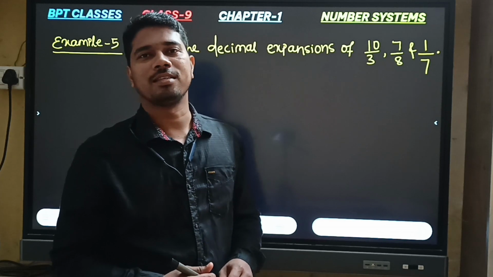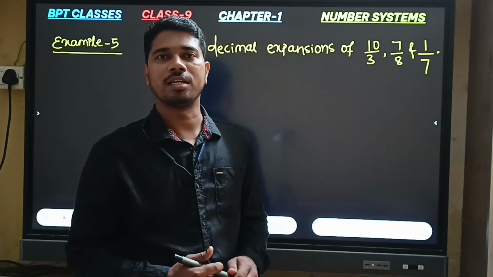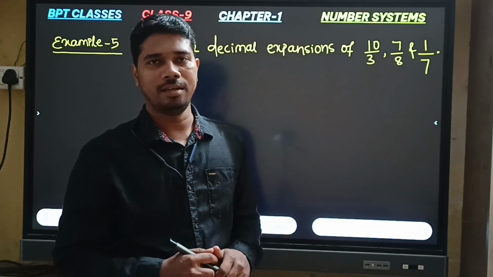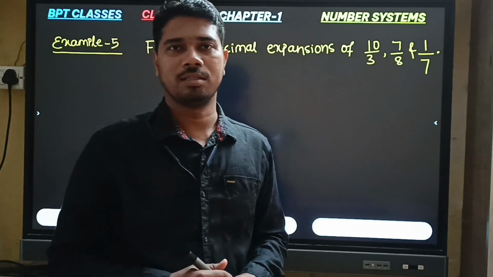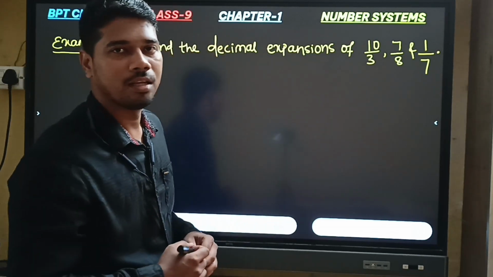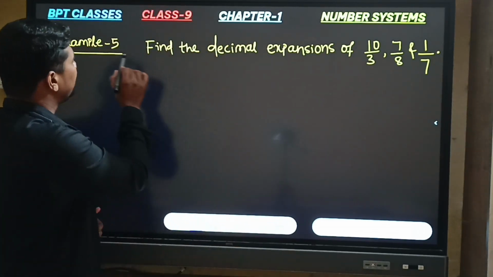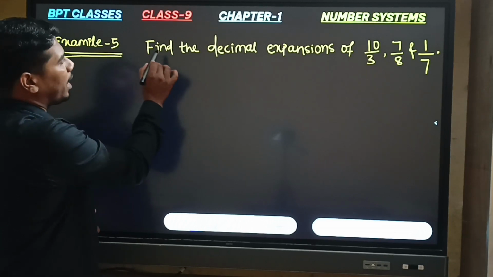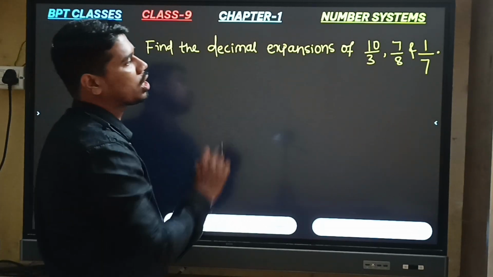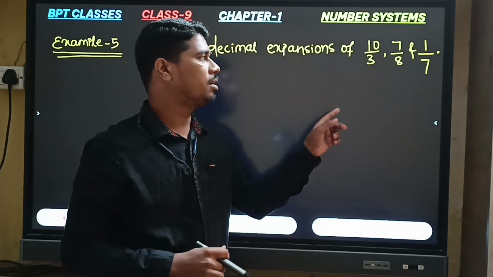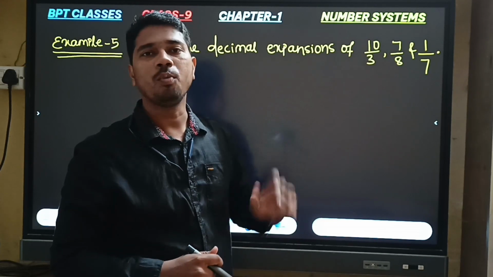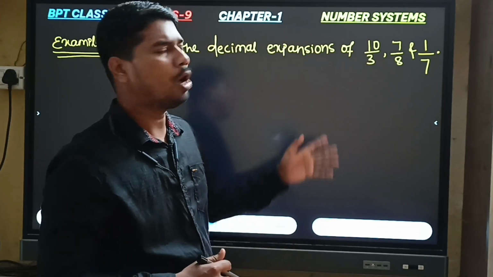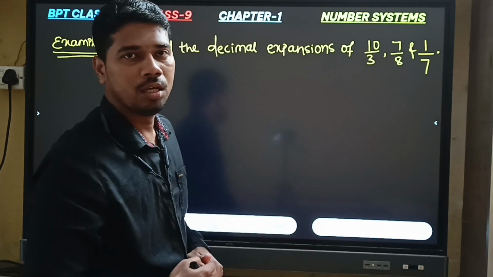Today we will discuss the first chapter, Number Systems, of standard 9. Its examples we will discuss. Okay, let's start. Example number 5: find the decimal expansion of 10 by 3, 7 by 8 and 1 by 7. How to find the decimal expansion?